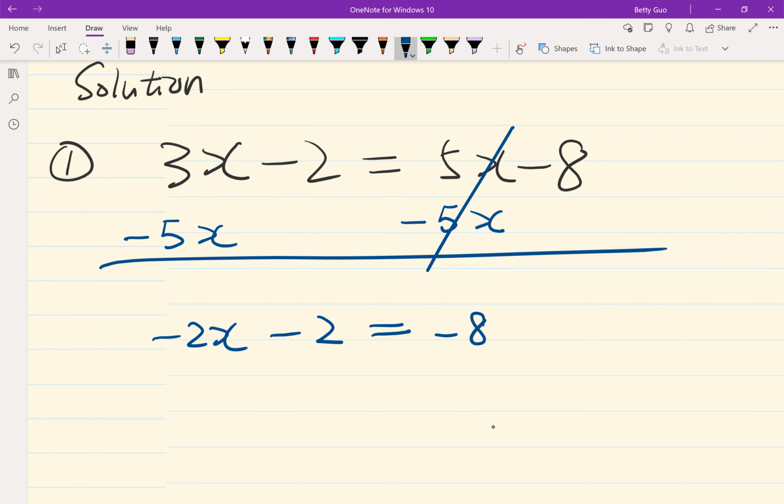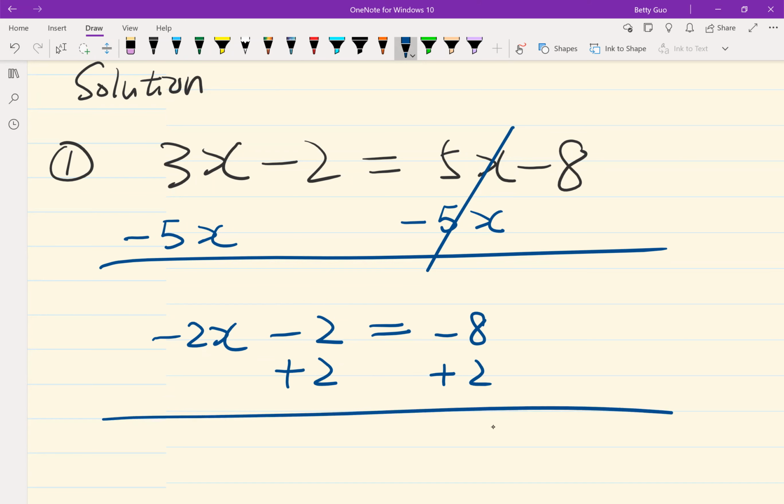And now do we need to get rid of the -2 from the left-hand side? Because remember, we don't want the constant term on the left. We want the constants on the right-hand side, right? How do we get rid of this -2 from the left? +2. Very good. You're going to add a 2 to each side. -2, +2, add up to 0, right? So on the left, we have -2x. On the right, what is -8 plus 2? -6, right?